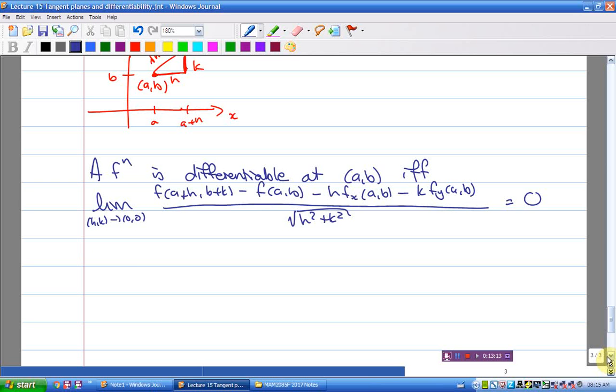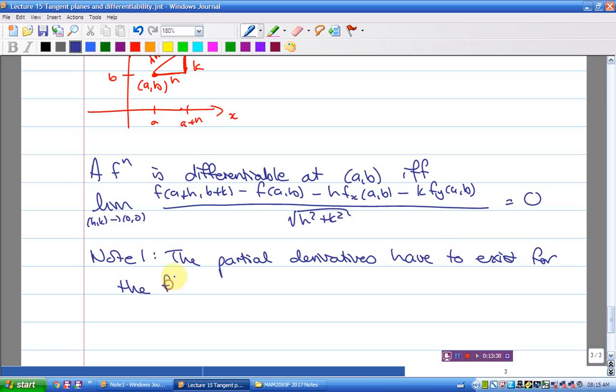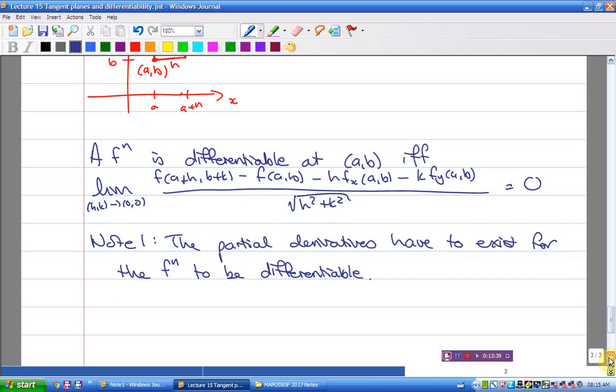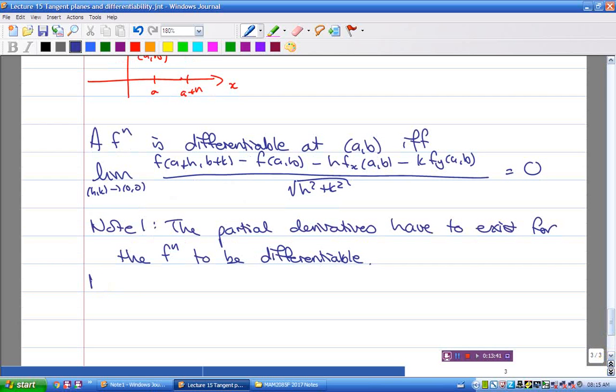Okay, so let's note 1. The partial derivatives have to exist for the function to be differentiable. Okay, they have to exist at that point (a, b). All right? Second thing to note, which is a little bit more hidden perhaps, but let's have a look.